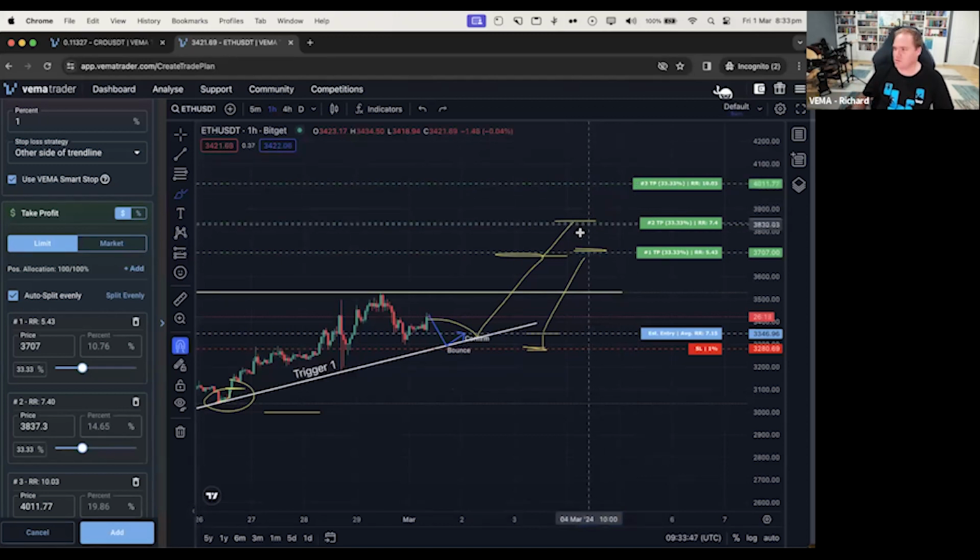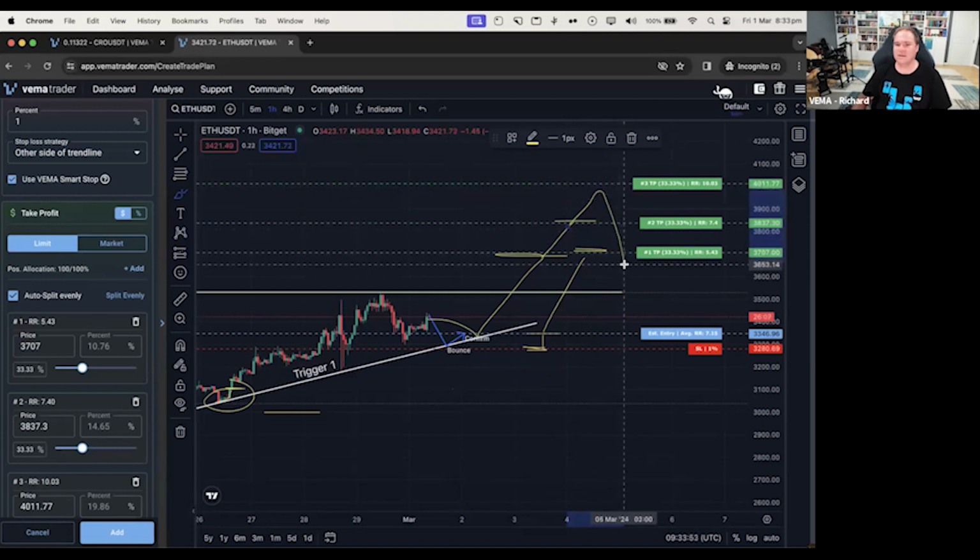But if price was to hit take profit number 2, pass take profit number 3 and come back down and hit here, you've exited the rest of the position in a profitable place, as opposed to leaving it to fall down here and then losing a lot more of the trade. You'd be giving up a lot more of your profits.